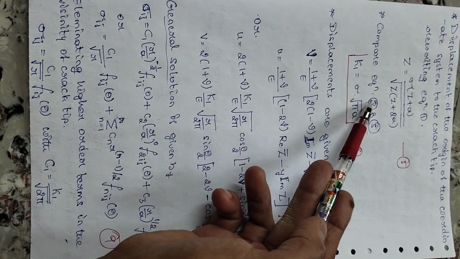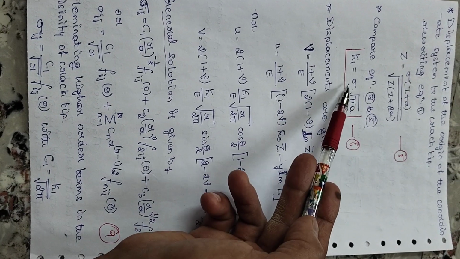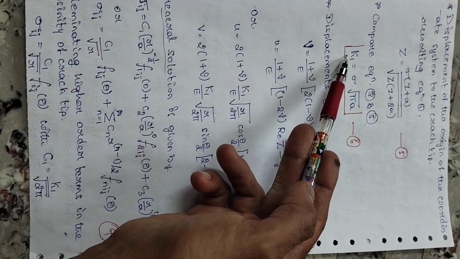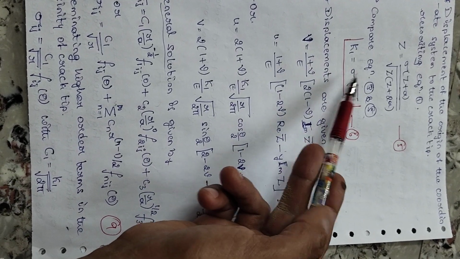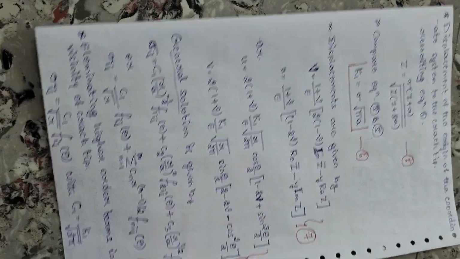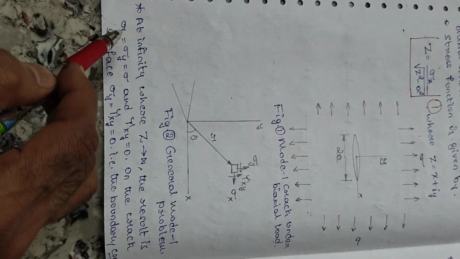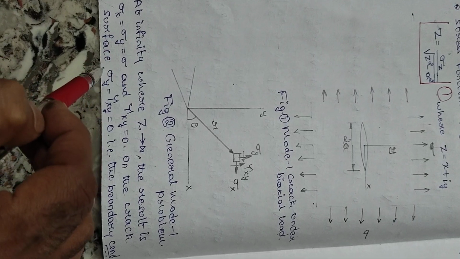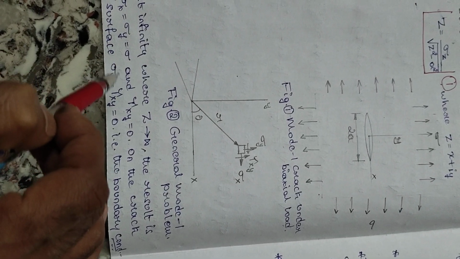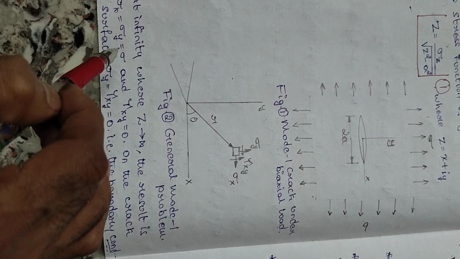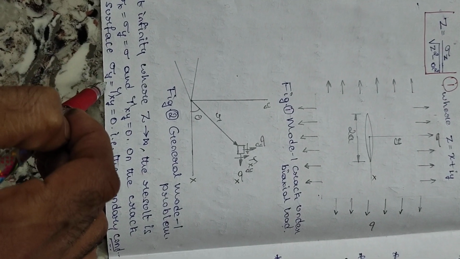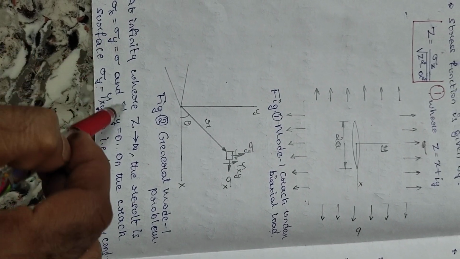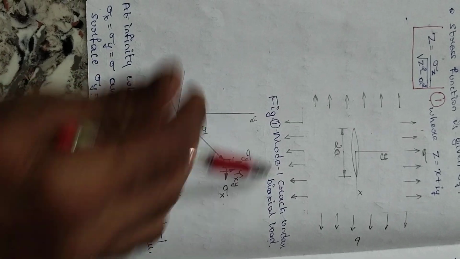And after comparing equation 3 and 5, you will get this for the mode 1 crack. For mode 1 crack, K is sigma square root of pi a, because we have shown here that sigma x is equal to sigma y is equal to sigma. Here we have sigma y also, but here on the crack surface. When at infinity, this will tend to sigma.